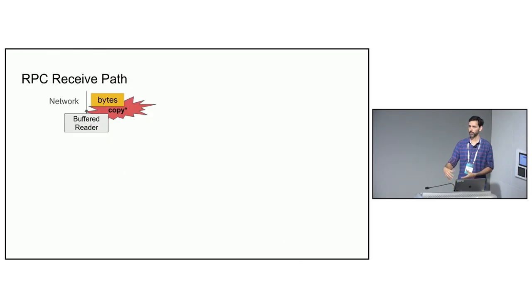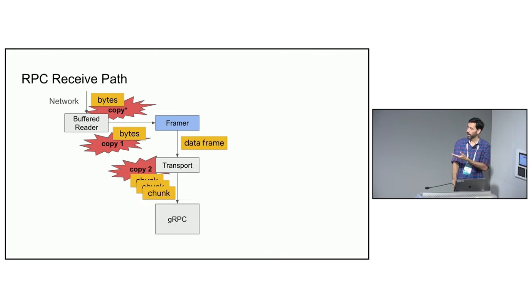Similarly, on the receive path, you get bytes from the network. This copy, marked with a star, is unavoidable because you need to copy bytes out of the network into your application space. And then it gets passed to the framer, and the framer has a buffer, so there is a copy there. And the framer gives it to the transport, and at this point, the transport has to make a copy because the framer has a single buffer.